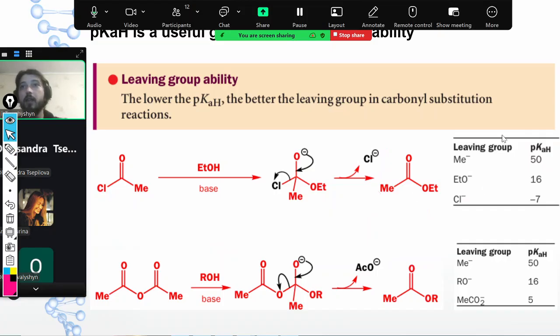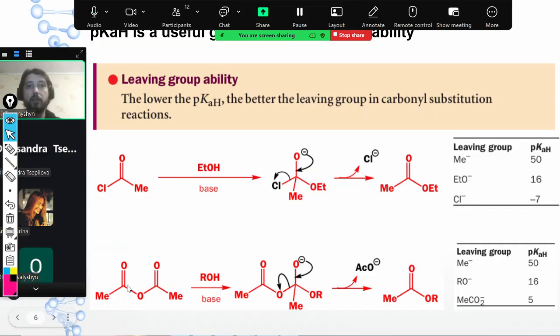So this is the case. You can use pKa's as a guideline to the stability of the leaving groups. The lower the pKa, the more stable the leaving group is, and the more stable it is, the easier it is for this group to leave from the tetrahedral intermediate when this double bond is reformed. So that's the case.